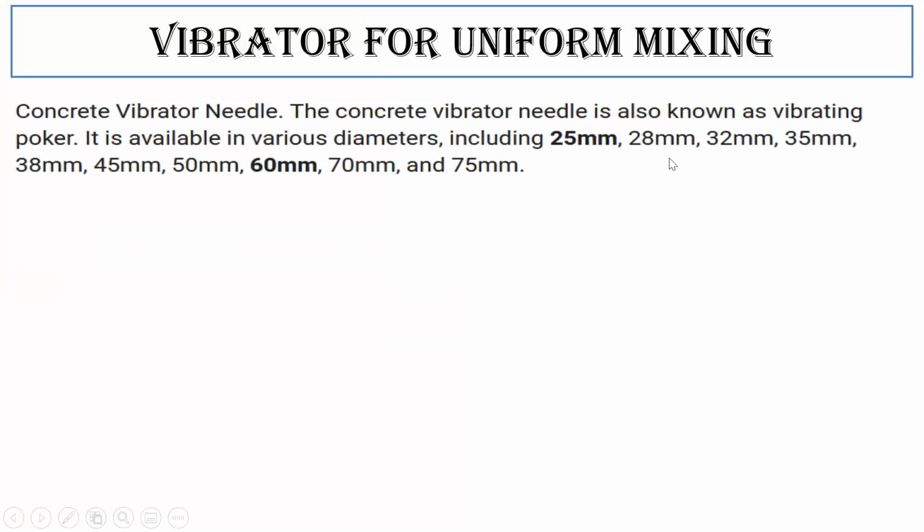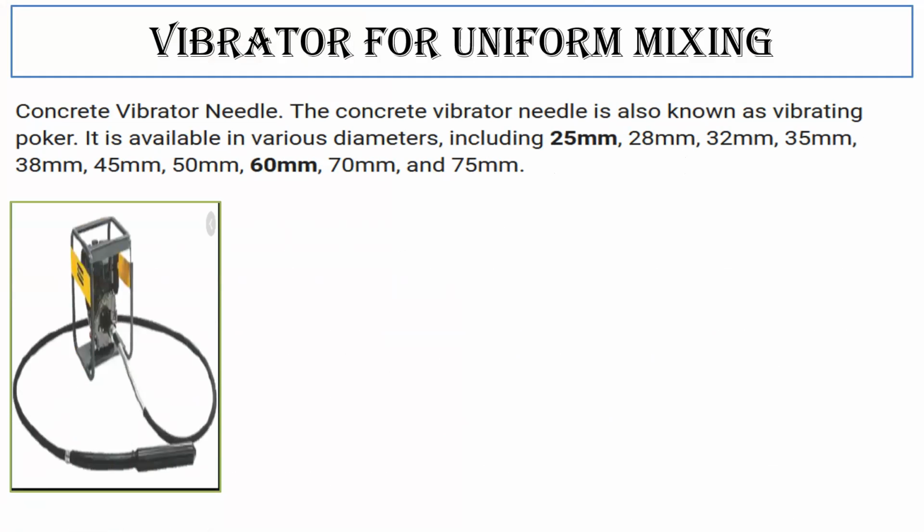Now we'll try to see what is a vibrator and what is the importance of the vibrator. So the concrete vibrator needle is also known as a vibrating poker. It is available in various diameters, including 25 mm, 28 mm, 32, 35, 38, 45, 50, 60, 75 mm. So these are the different diameters of the vibrator. So this is the vibrator you have. It's a small machine here, and this is called the vibrator needle.